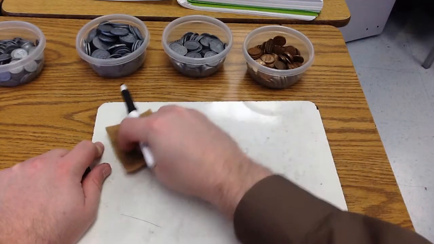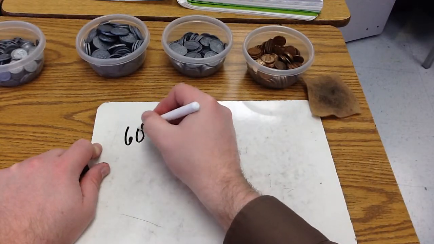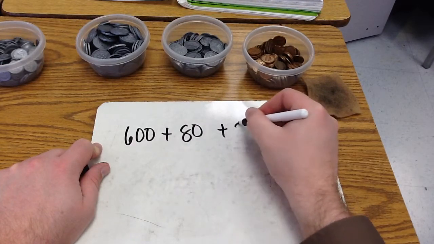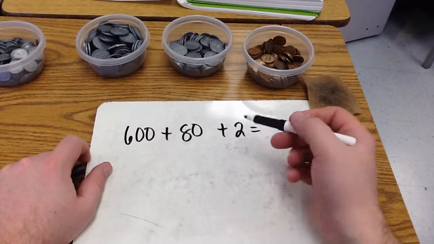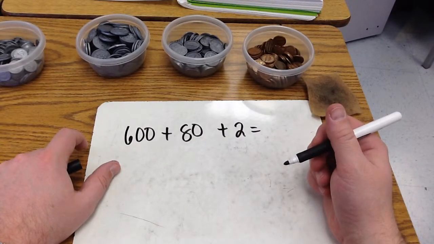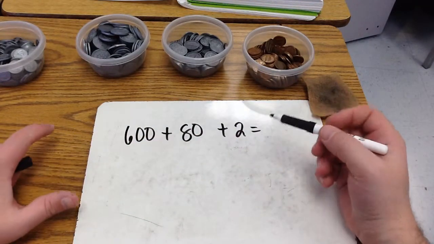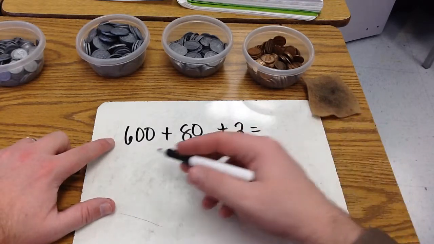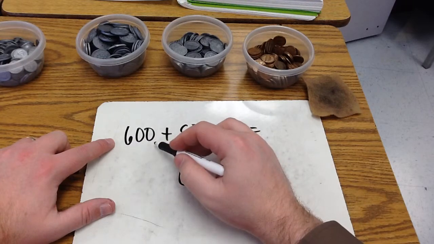And we did this yesterday, so this should seem like review. What if I had the problem already like this? I have 600 plus 80 plus 2. Well, how would I write that as my answer? It's already broken apart or deconstructed. But now the question becomes how do we put this into the number? Well, I start with my first number, which is clearly 600.